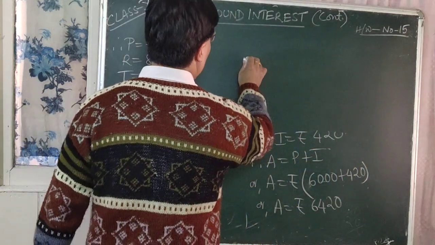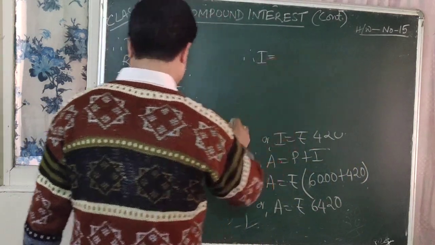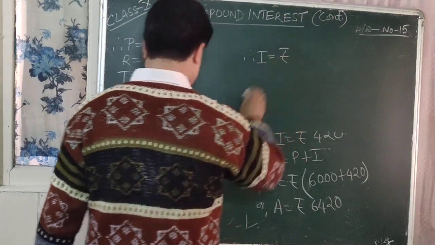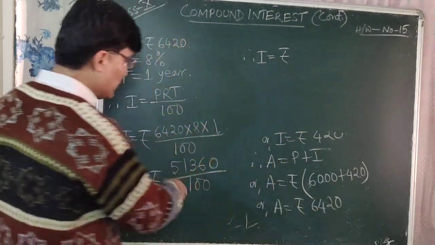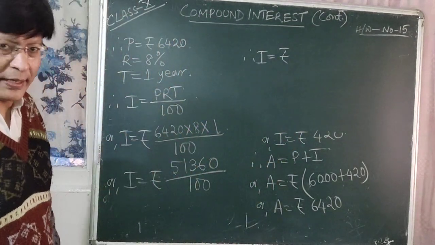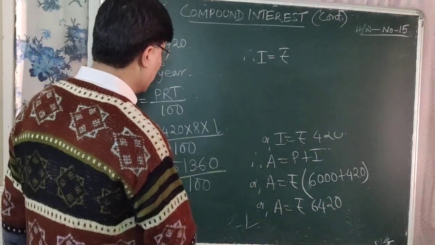So therefore, interest is equal to rupees. How much is it now? Now you can divide it by 100. What do we get?